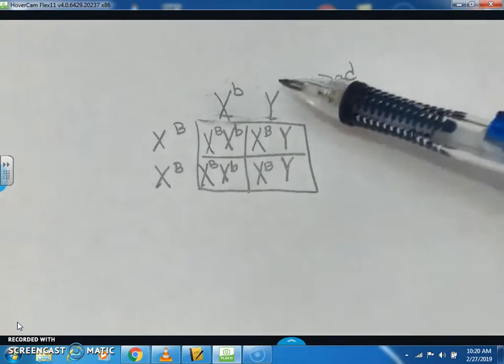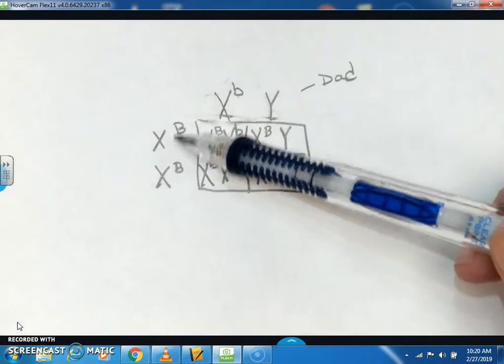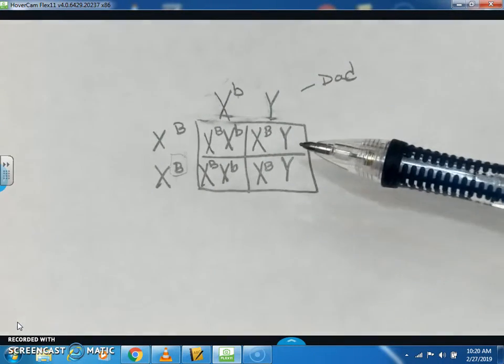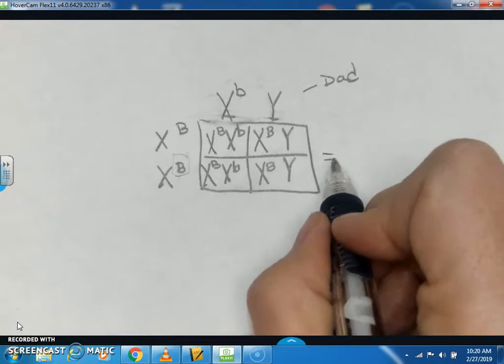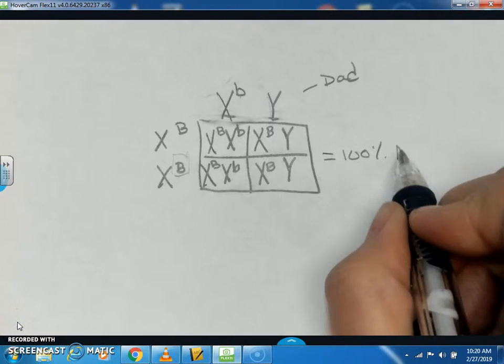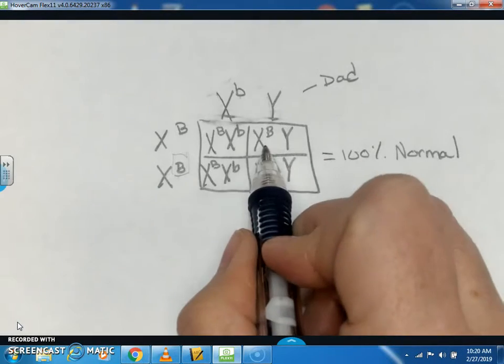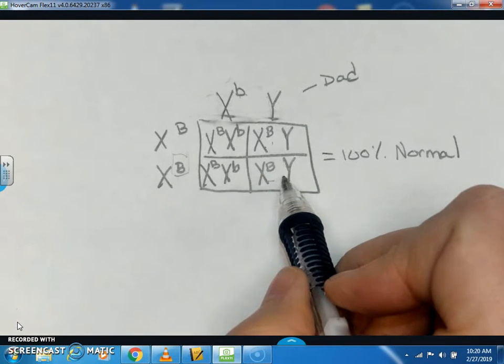So in this cross, I have a dad who again is colorblind, but this time mom is normal, just like before, but she's not a carrier. So here out of this cross, all of the children, 100%, are normal vision, including our boys. So even though dad was colorblind, the boys came out on the right side of things.